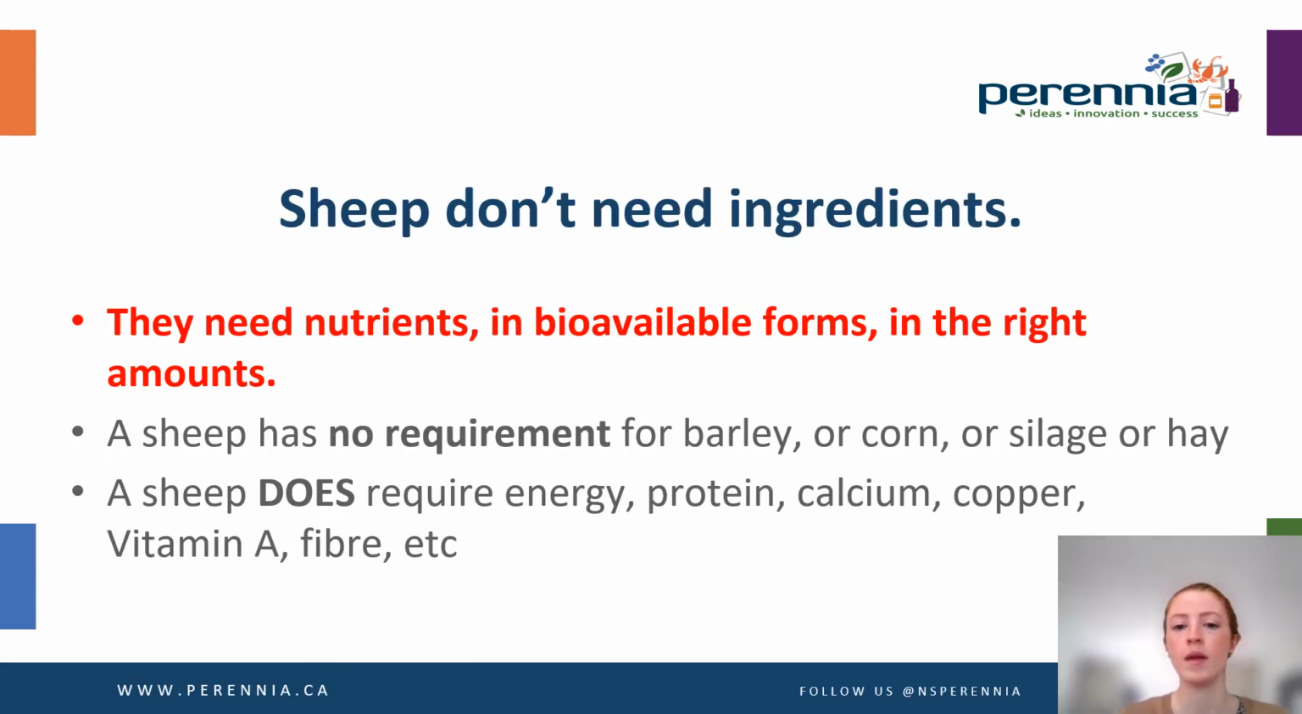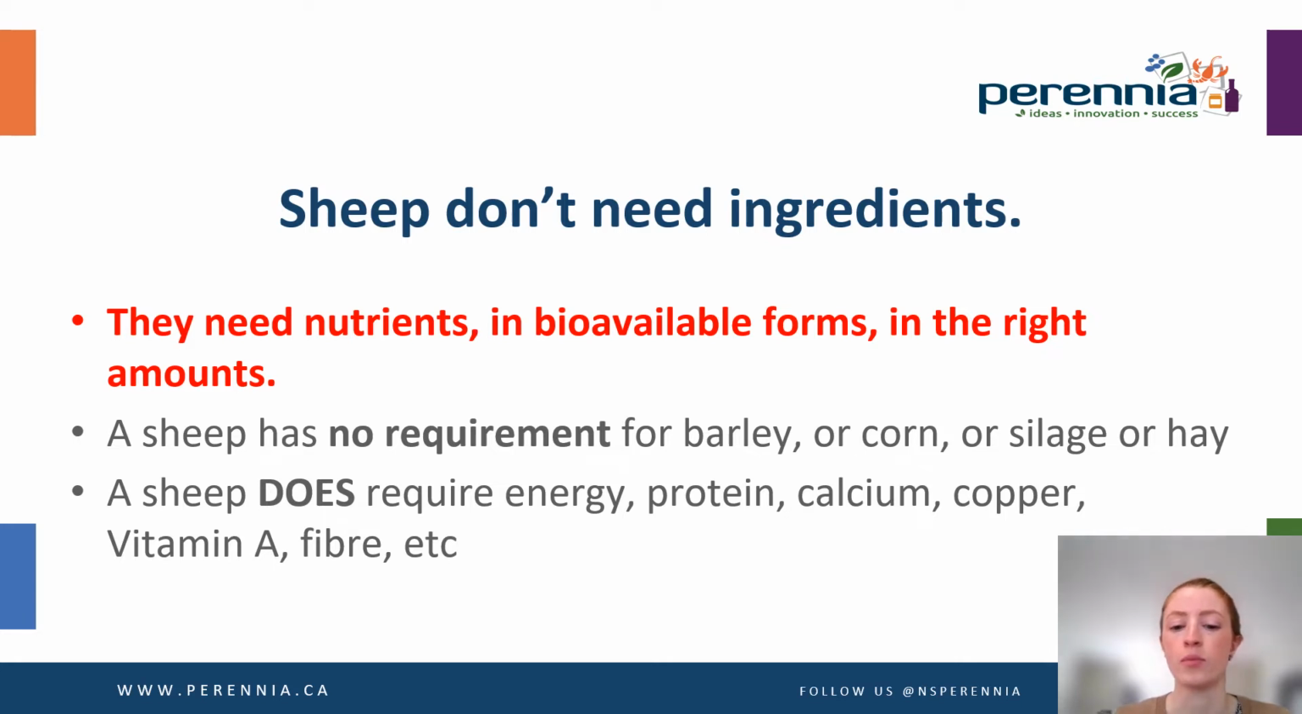So one point that I want to make right off the bat that I think is major and sometimes requires a little shift in our thinking is that sheep don't need ingredients. And this is true for really anything that we're feeding. They need the nutrients that those feeds are supplying in bioavailable form, meaning that their body is able to correctly absorb them and use them in the right amounts. So a sheep has no requirement for barley or corn or silage or hay. What they really need is what those feeds are supplying.